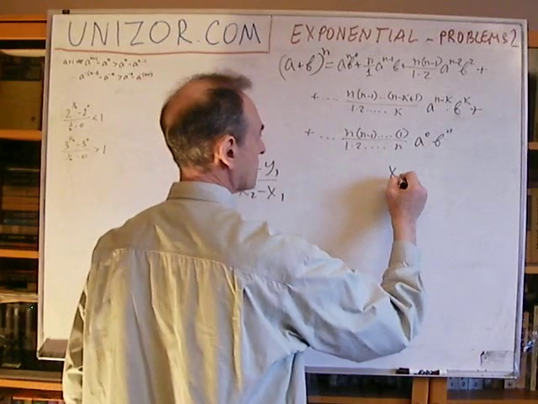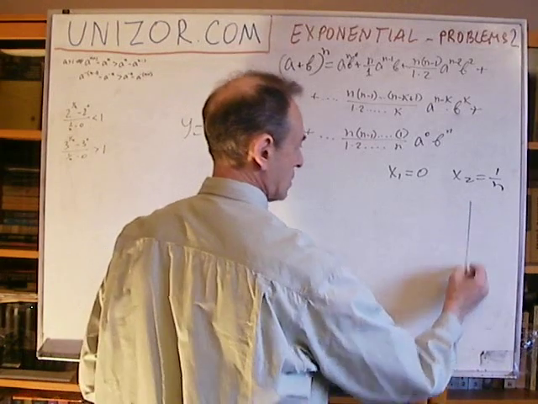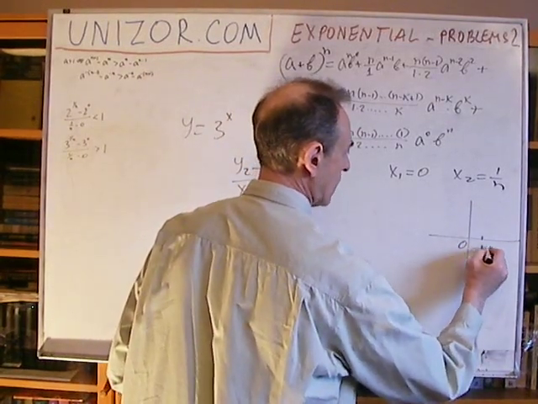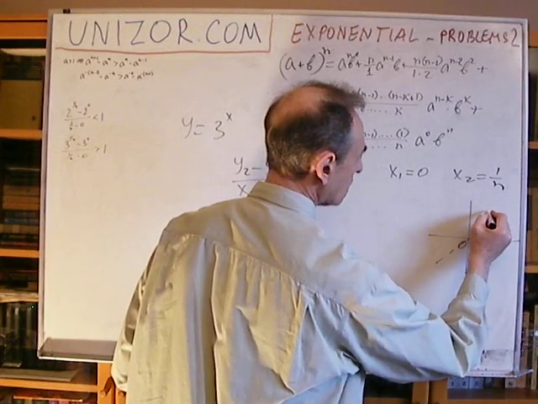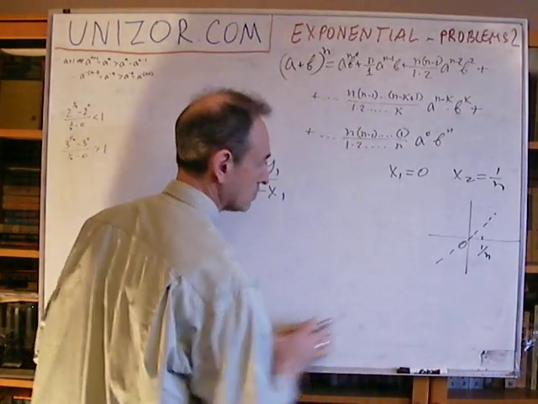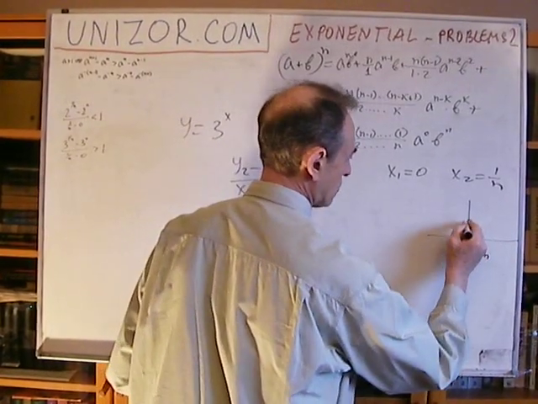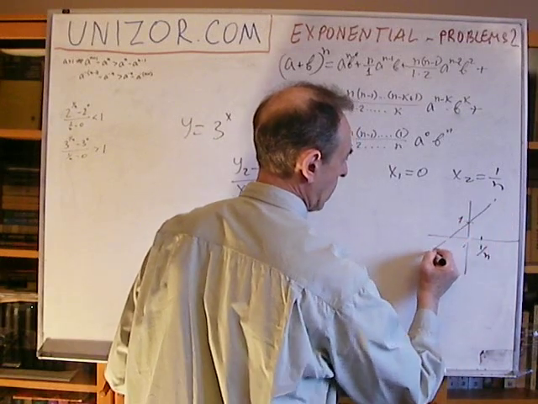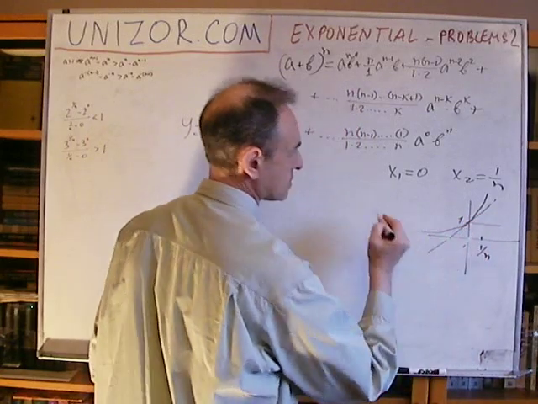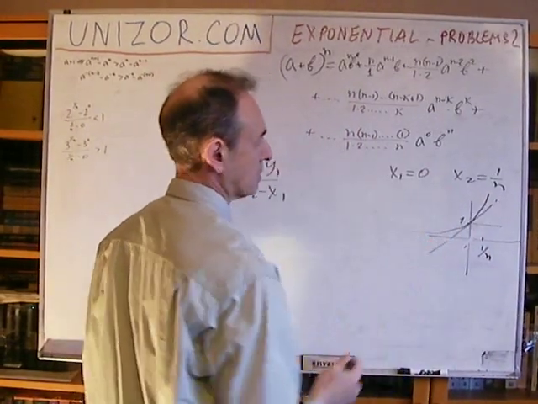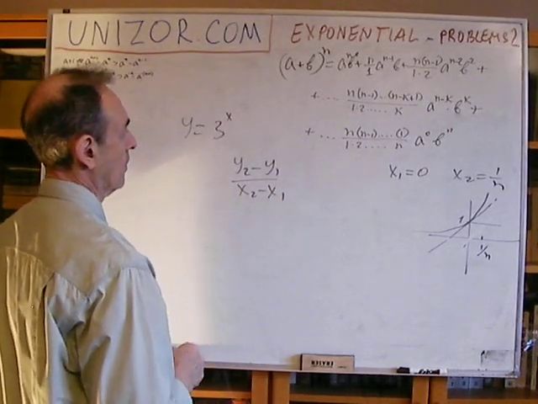Now, my x1 is equal to 0, x2 is equal to 1 over n, right? So that's my graph, this is 0, this is 1 over n, this is my 45 degrees line. And I am claiming that, well, I have to draw it not through the point 0, obviously, but through the point 1. So I'm claiming that it goes this way, above this particular line. All right.